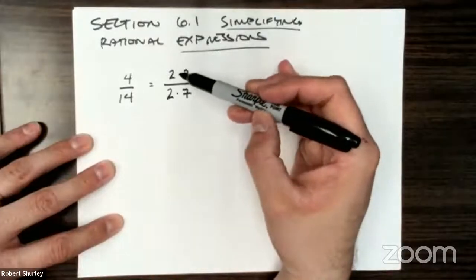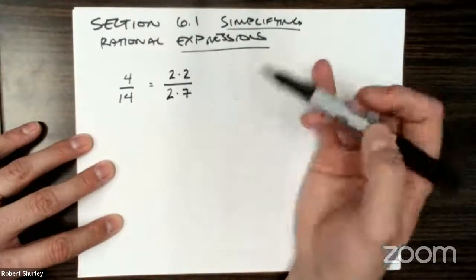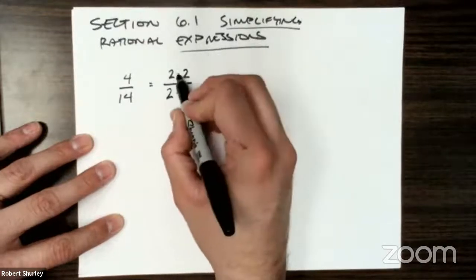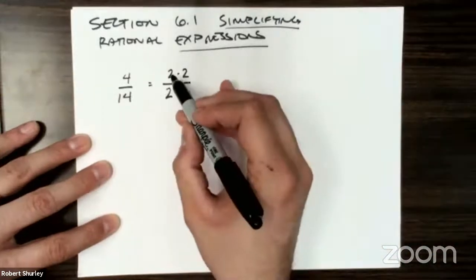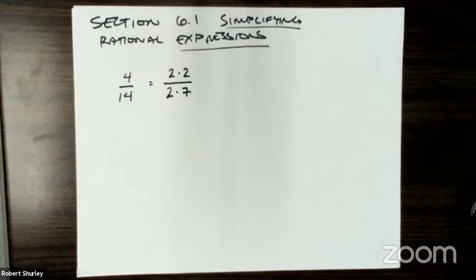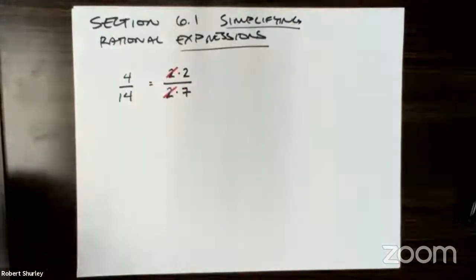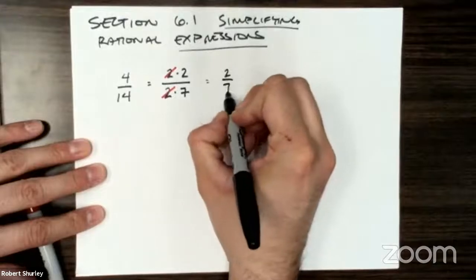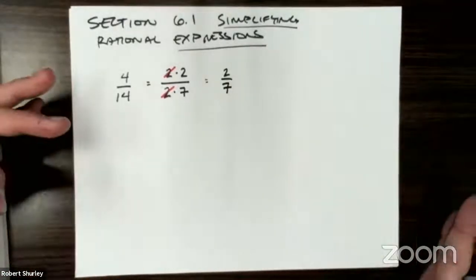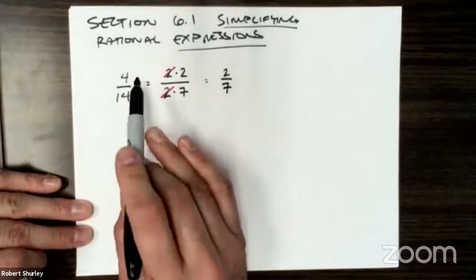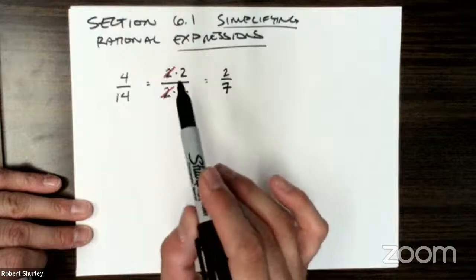So look, if we've got the same factor on top and on the bottom, a factor means that it's being multiplied. A factor is just something that's being multiplied to a term. So notice we have these 2's that are similar. This 2 can cancel with this 2, right? And it leaves you with 2 over 7. Very straightforward. So that's how we're going to simplify. We're going to factor the top and factor the bottom, and then just see what cancels out.